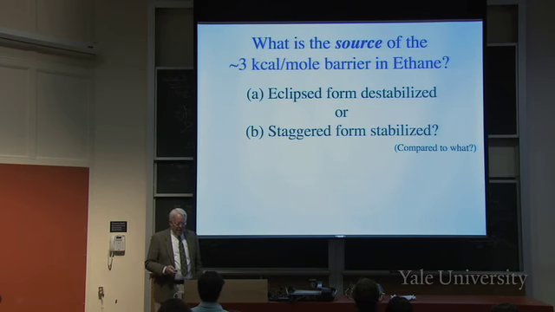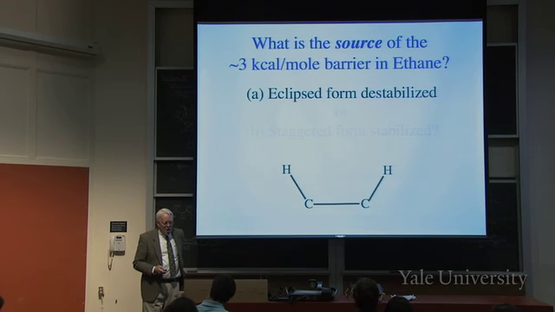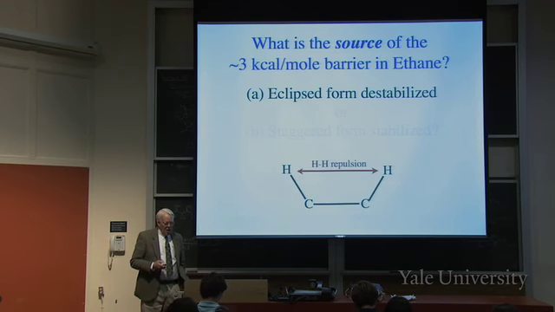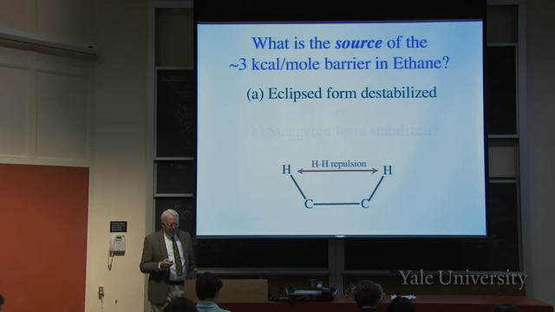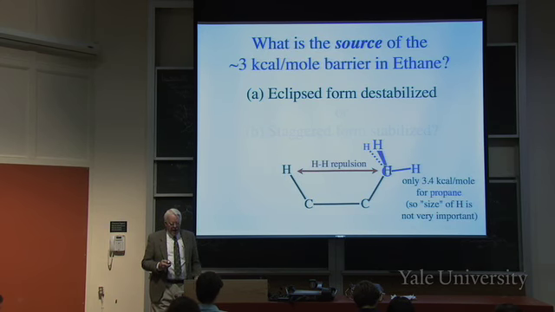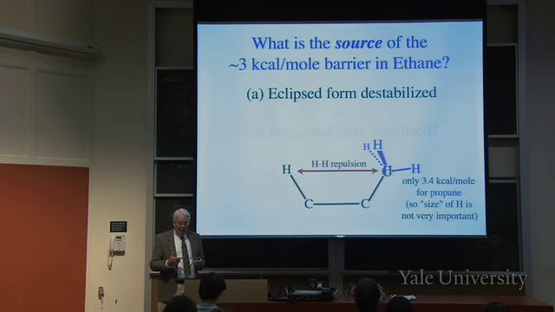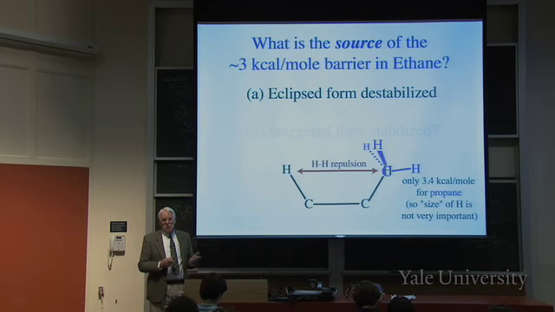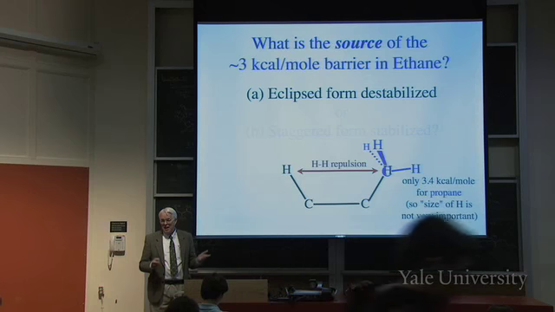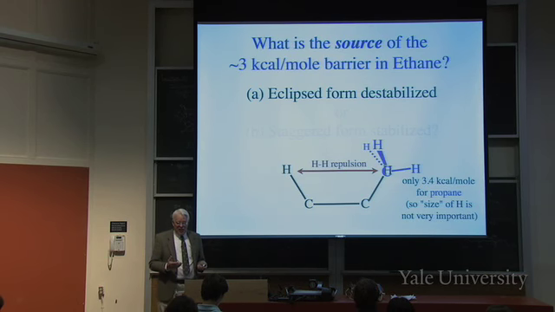Well, from the point of view of the eclipsed form, why would it be unstable? Well, it could be that the hydrogens repel one another because just in space, they have van der Waals radii. Okay, but if you think about that, then if you had a methyl in place of one of those hydrogens, it's ever so much bigger. Therefore, you should have a much bigger barrier to rotation of a methyl group in propane. But in fact, the barrier is almost exactly the same, 3.4, not 10 or something like that. So the size of hydrogen doesn't seem to be so very important.